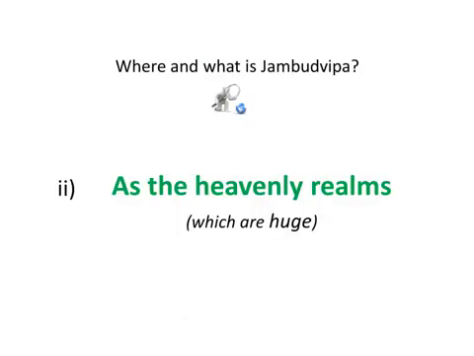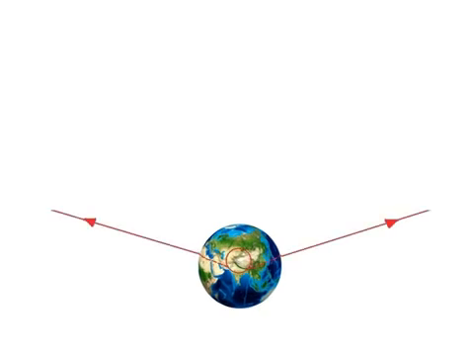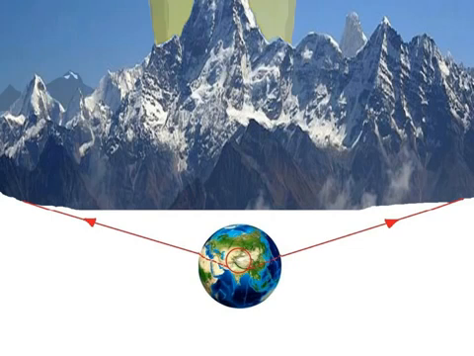Model 2, as the heavenly realms, which are huge. Now, looking at the dimensions described in yojanas and converted into miles in the Bhagavatam, they really are very, very, very tall mountains indeed. In fact, according to the scale of the Earth here, some of the mountains are about 8 times the height of the Earth itself, which is absolutely incredible size.